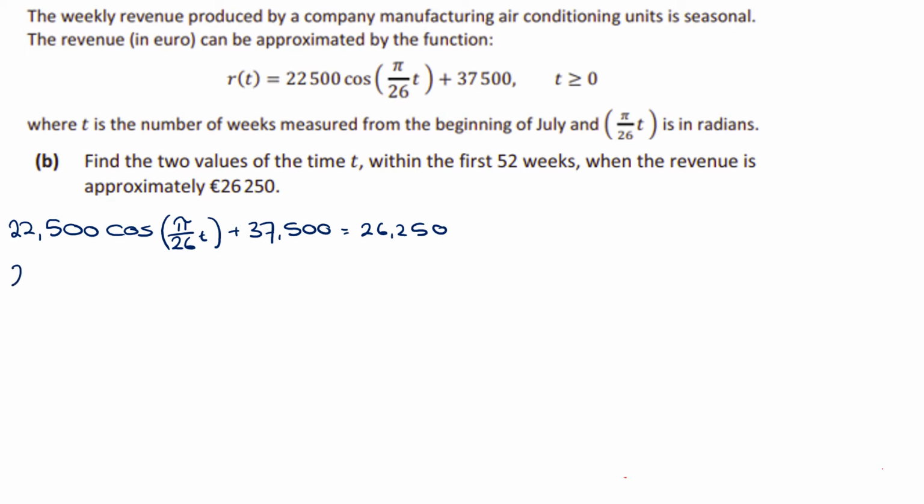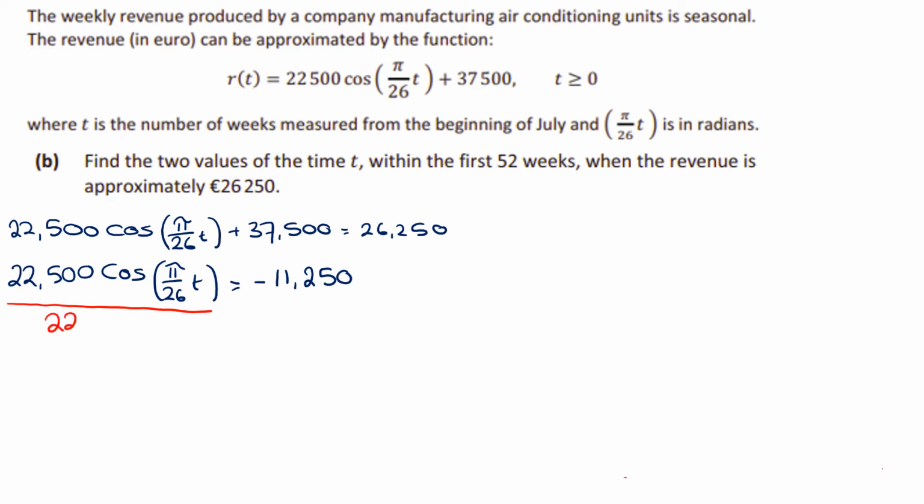So the first thing I'm going to do is take away 37,500 from both sides. So when I do that, I end up with 22,500 cos of pi over 26t equals minus 11,250. To get cos on its own, I'm going to divide by 22,500, which gives me minus a half on the right hand side. So cos of pi over 26t is equal to minus a half.